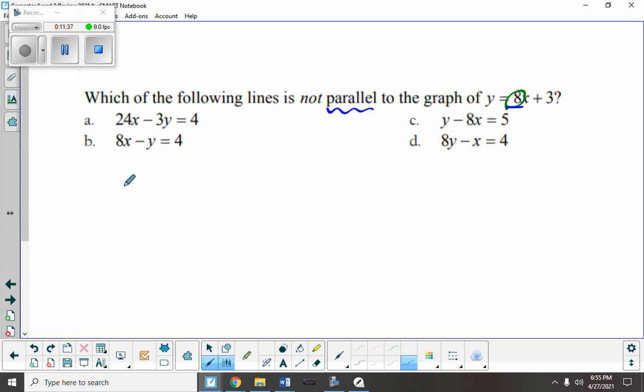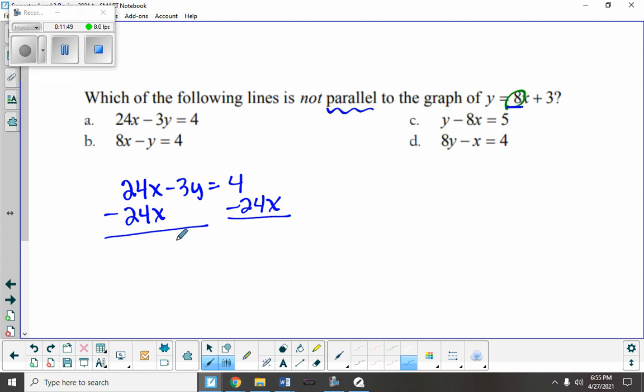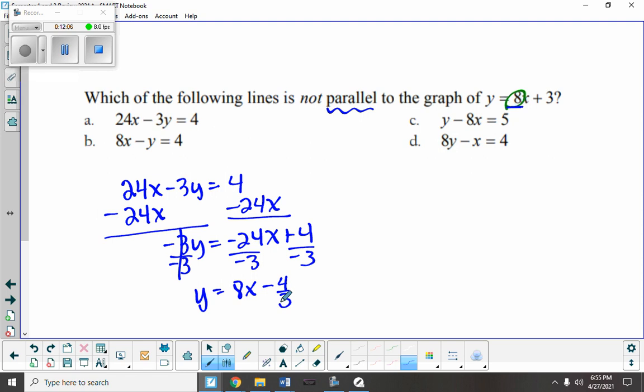So every single one of them, like the first one, 24x minus 3y equals 4, you need to solve for y. So first we're going to move the 24x to the other side. So we subtract. All right, and then to get y by itself, we divide every term by negative 3. So y equals 8x minus 4/3. That one has a slope of 8. So, for example, that one is parallel.